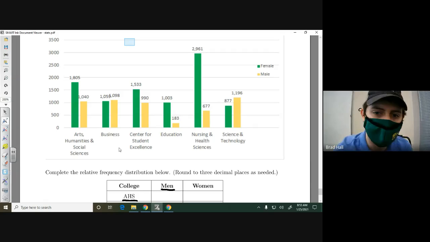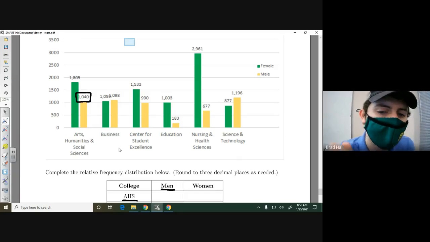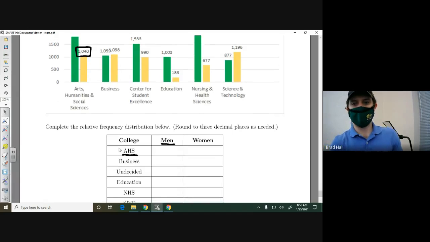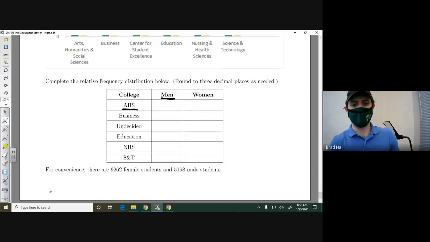Well, it seems like the men are here. Do we divide that by the total number of participants or by just the total number of men? We're going to use the total number of men. It's going to be the total number of men. And I did write them at the bottom here, just so you don't have to go add them all up: 9,262 female students and 5,198 male students. That's why I put that down here.